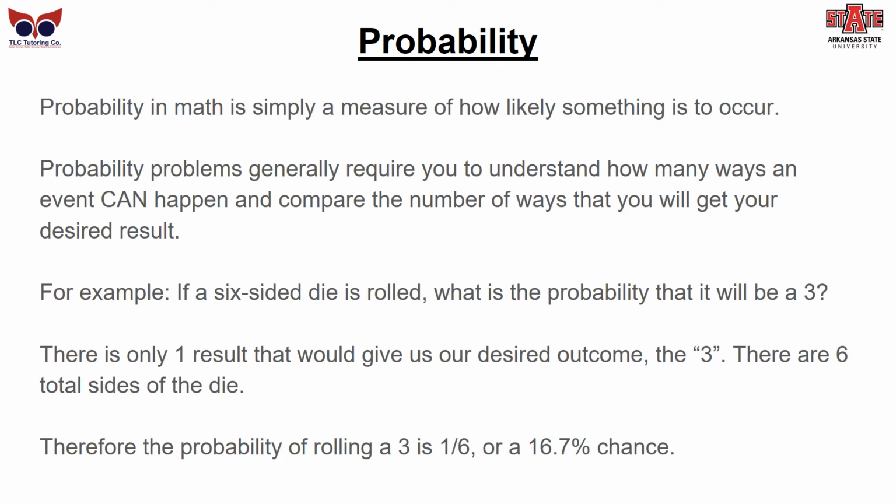If a 6-sided die is rolled, what is the probability that it will be a 3? Well, there's only one result that would give you the desired outcome, the 3, and there are 6 total sides. So the probability of rolling a 3 is 1 out of 6, or a 16.7% chance that you'll get a 3.